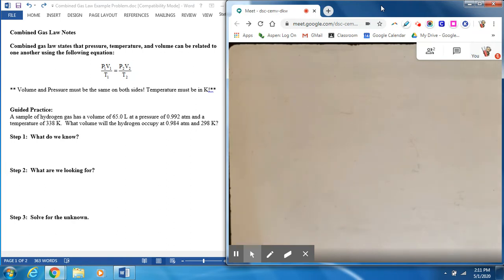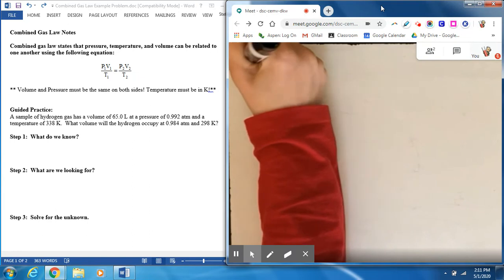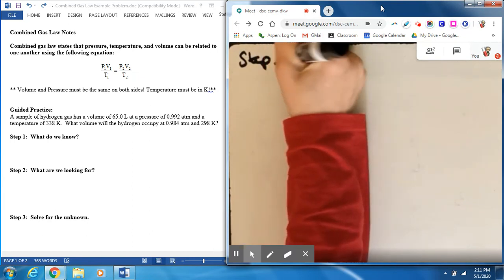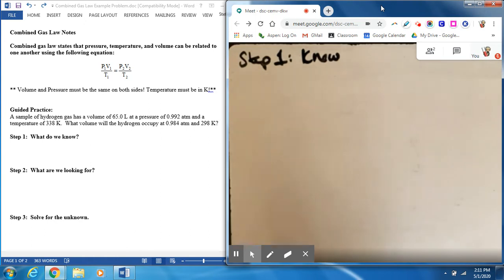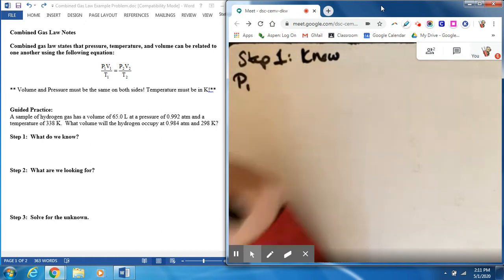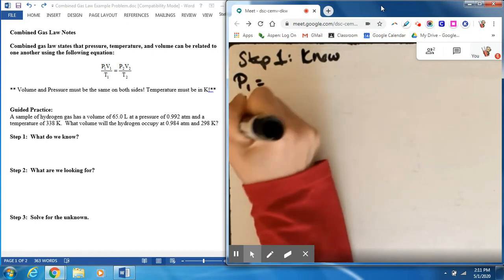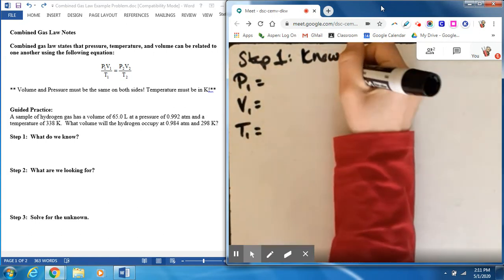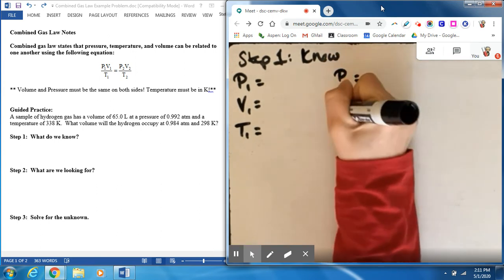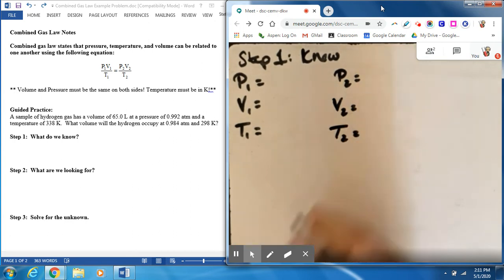So the first step in figuring these out is, well, what do we know? So step one is going to be, what do we know? And in this case, we have to look and say, well, do we know the first pressure? Do we know the first volume? Do we know the first temperature? Do we know the second pressure, the second volume, and the second temperature? So let's take a look.